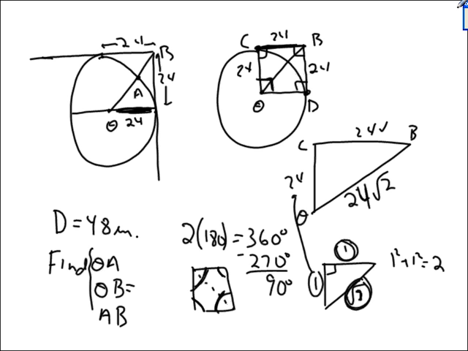Now I know what OB is. It's 24 square root of 2. Now, OA, remember, A is right here. Let's go to the original picture. OA is a radius, and all radii are 24. Okay. Now, AB is part of OB. It's OB, but then you take away OA.